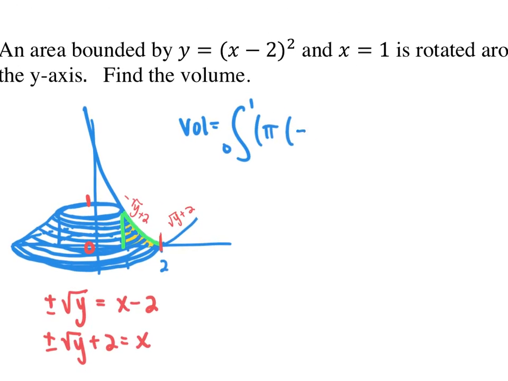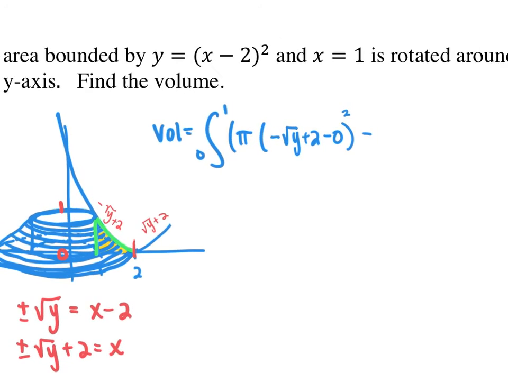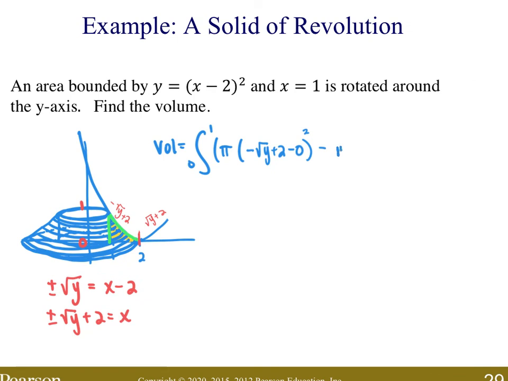So that would be minus rad y plus 2 minus the axis of rotation, which happens to be 0 for the y-axis right now. And then we square that quantity. Minus pi times. Okay, the inside was the line x equals 1, so that would be 1 minus the axis of rotation, that quantity squared, the whole thing dy.